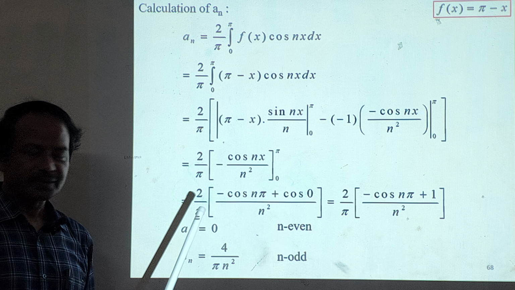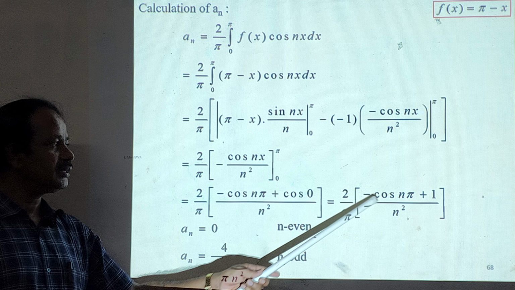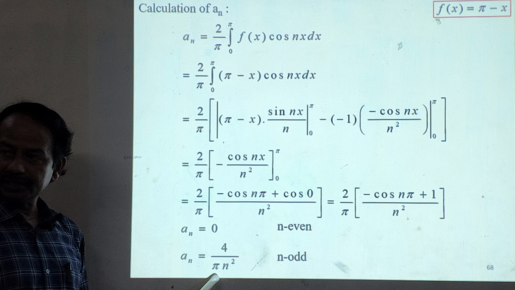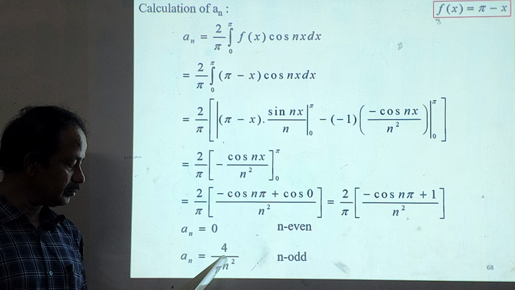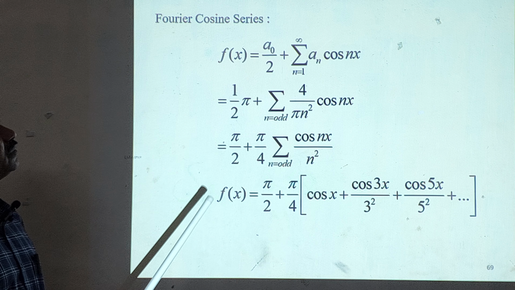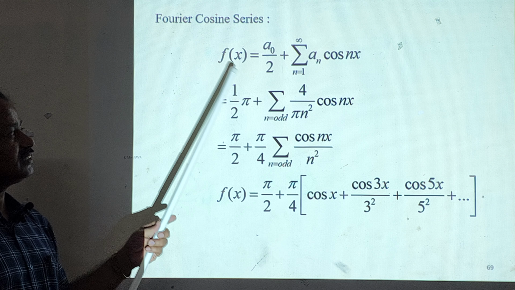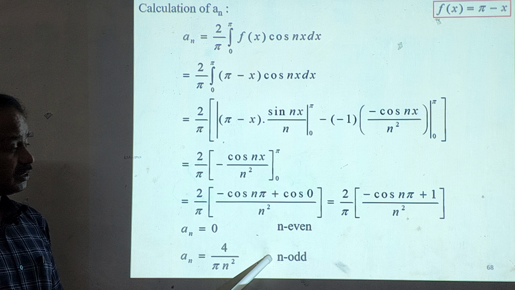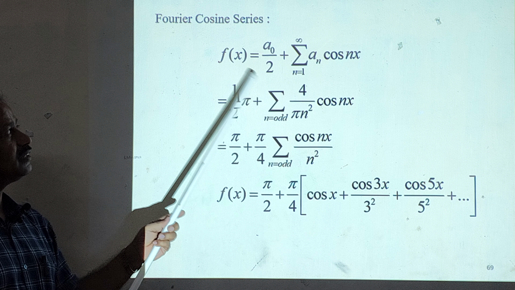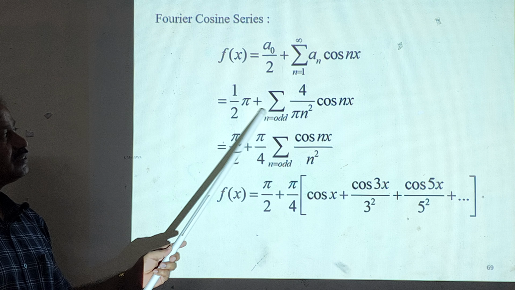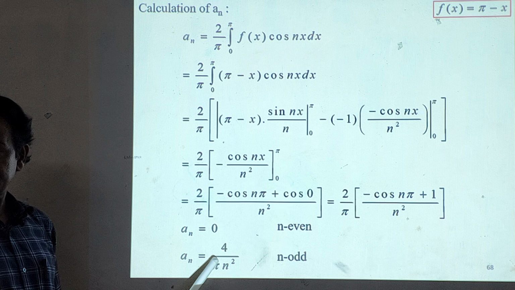Is it okay? For all the even numbers, this expression becomes 0, and for all the odd numbers, this a_n expression becomes 4 divided by pi n square. Okay, so this is the expression for your cosine series. I have written for the odd function. So a0 by 2 becomes pi by 2, plus your a_n. We have found out a_n.